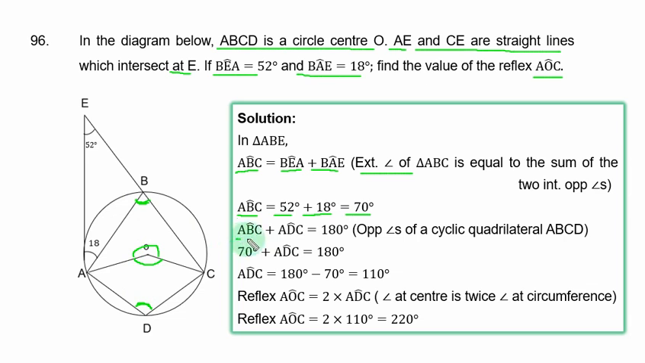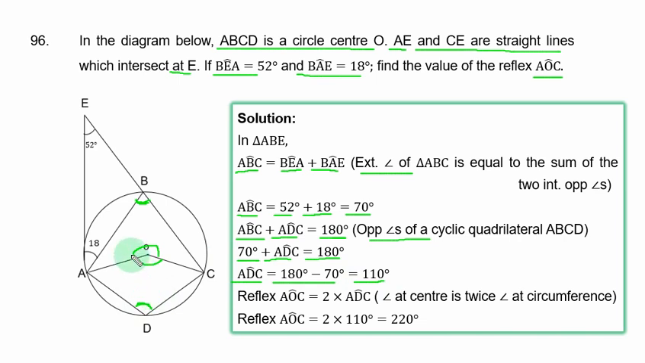All right. So angle ABC plus angle ADC is equal to 180 degrees. You have the reason. Therefore, 70 degrees plus angle ADC is equal to 180 degrees. It follows that angle ADC is equal to 180 degrees minus 70 degrees, and that is 110 degrees. So we know this angle at circumference.